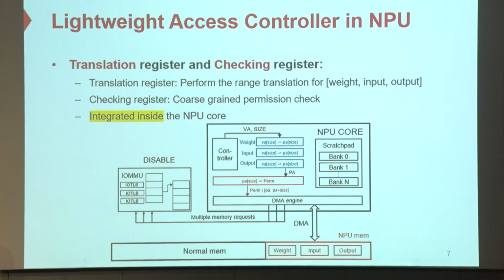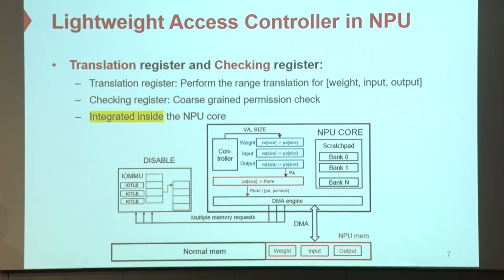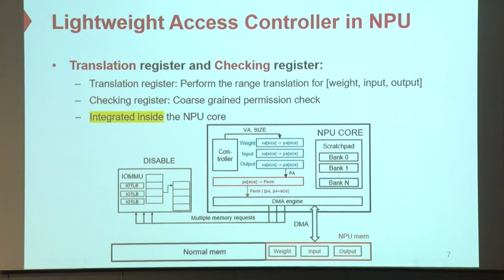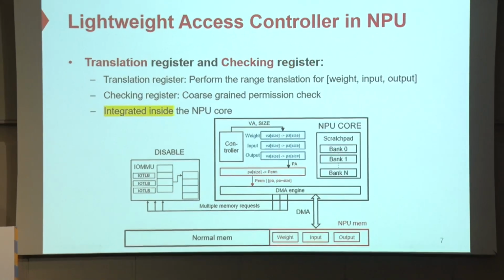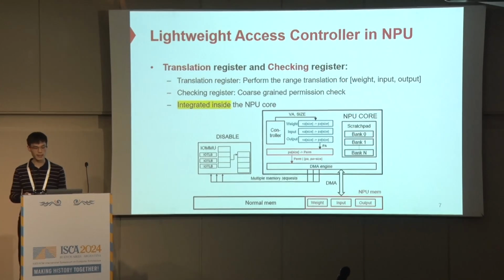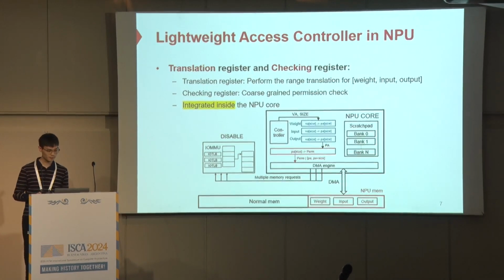To translate the NPU's virtual addresses for the DMA operations, we only introduce 3 translation registers for input, weight, and output. Each translation register records the virtual address, the corresponding physical address, and the range size. Besides, we also add new tracking registers to perform the permission check at a cross-granularity, as all NPU memory is located in a dedicated memory space.